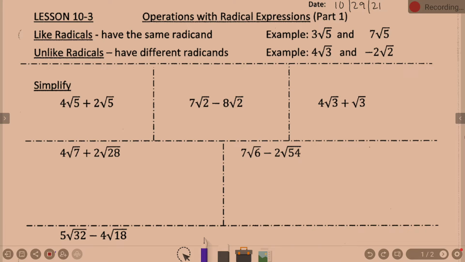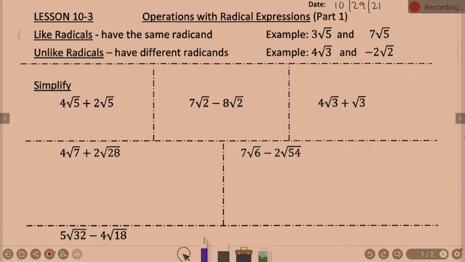So for instance, 3 square root of 5 and 7 square root of 5. They both have the square root of 5 there, right? So you could add 3 square roots plus 7 square roots and get 10 square root of 5. You just carry the square root of 5 along. It's just like adding 3x plus 7x. When you did 3x plus 7x, you get 10x. Same thing.